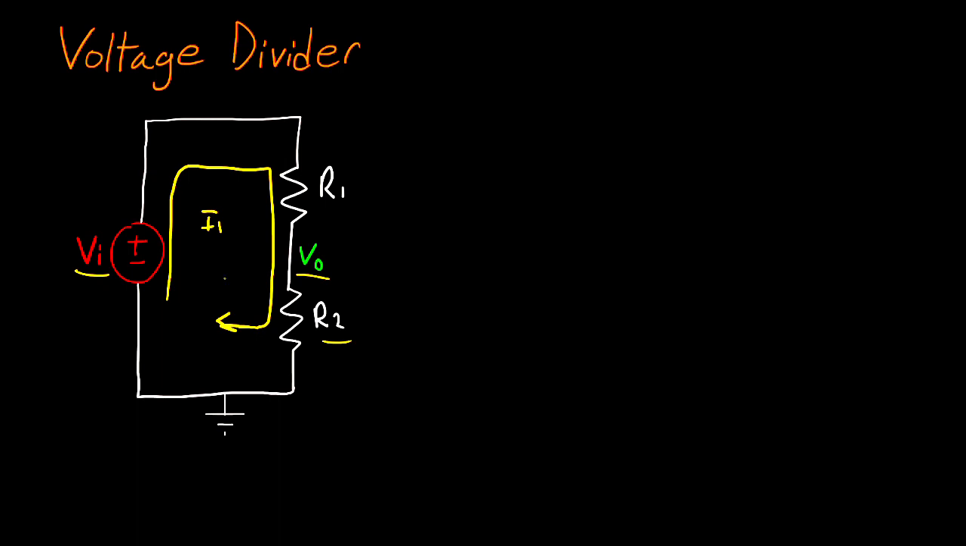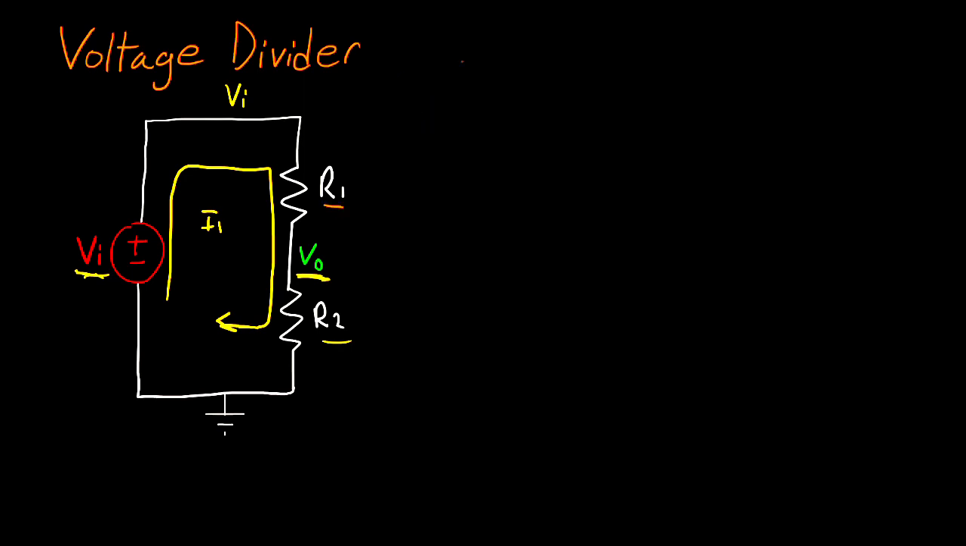Now that we've defined our current, the next thing I need to make sure is that I've labeled my node voltages. This node here is already labeled VO with respect to ground, but I have to label this node as well, and we can call this VI. And that's because our source VI is referenced to ground. So now that I've labeled my nodes, I'm going to write the equations for my components.